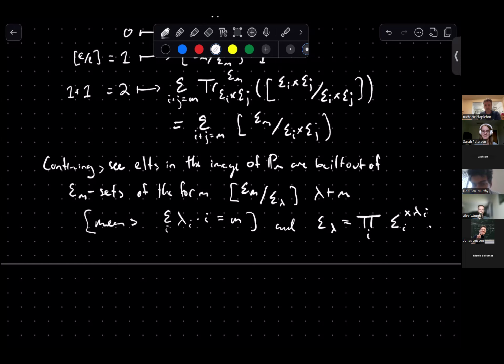I'm just counting the number of times i occurs in my integer partition. So if I have 1 plus 1 plus 2 equals 4, then lambda sub 1 is 2 and lambda sub 2 is 1. If I have 1 plus 1 plus 3 equals 5, then lambda sub 1 is 2 and lambda sub 3 is 1, but lambda sub 2 is 0. It's just counting how many times the number occurs in the integer partition.